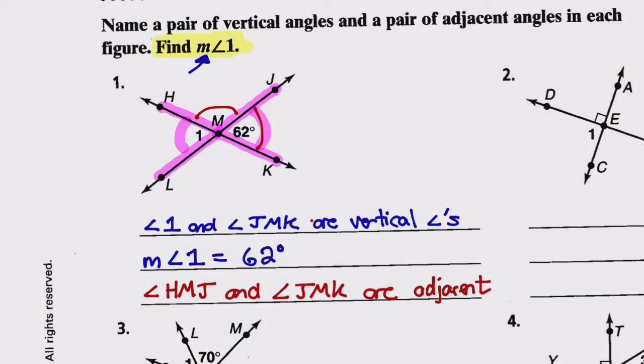Okay, so number 1, we've identified our vertical angles, we've identified the measure of angle 1, and we've identified a pair of adjacent angles. Believe it or not, there's 4 pairs of adjacent angles here. So there's 4 possibilities for an answer. And there are actually 2 sets of vertical angles here. So all of you could have done this assignment and come up with slightly different answers because there are so many possibilities. All right, and that's something that you're going to see over and over again.